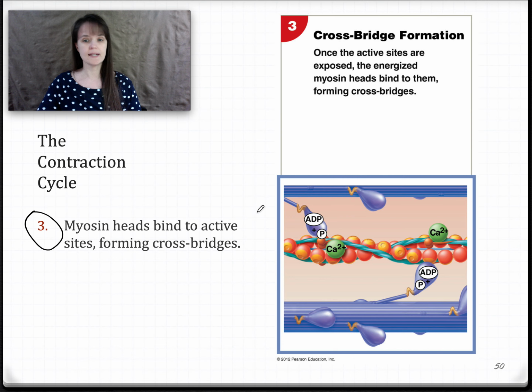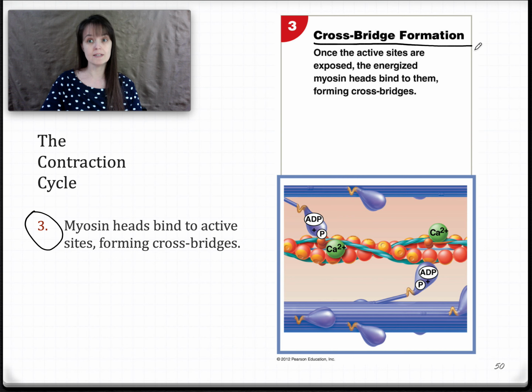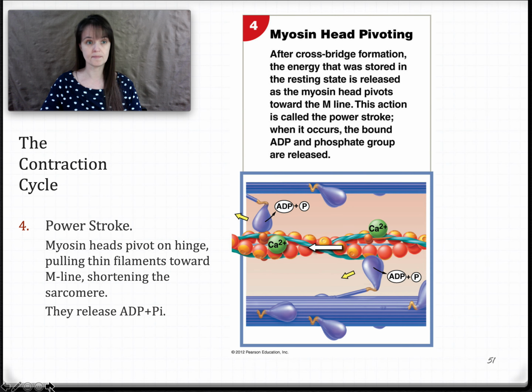Number three, the myosin heads bind. And the binding of the myosin heads is called cross-bridge formation. So that's number three. Myosin heads bind to the active sites. Because again, they were already energized. And then four is the power stroke.